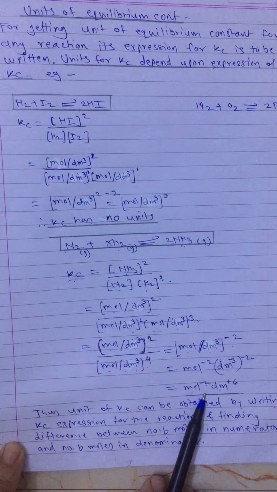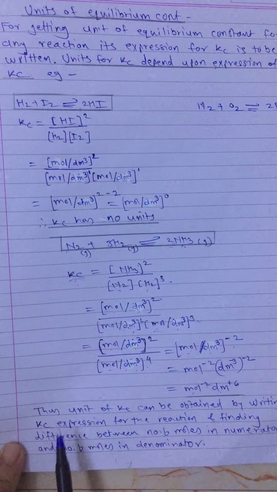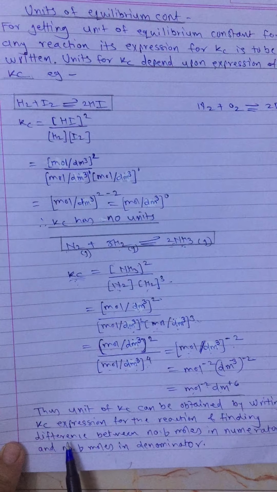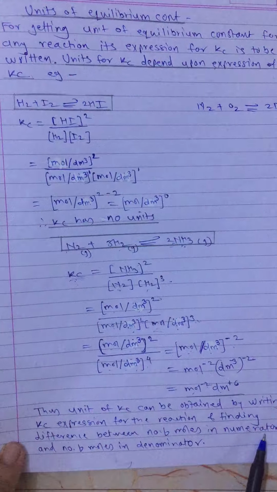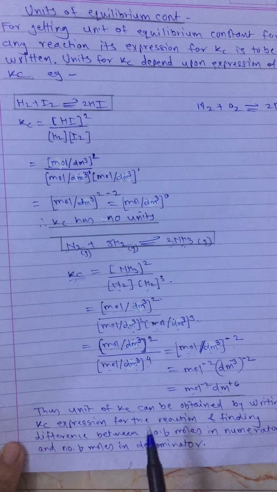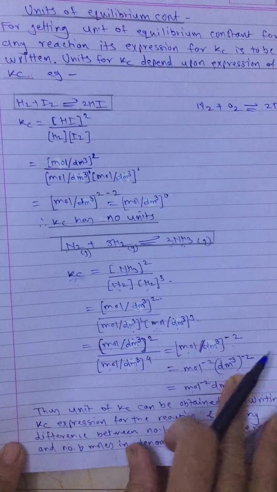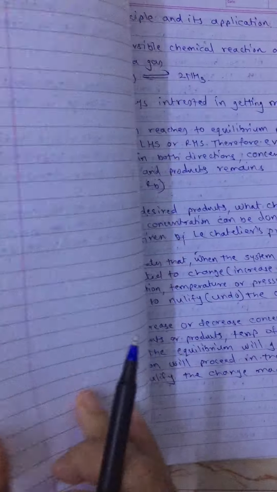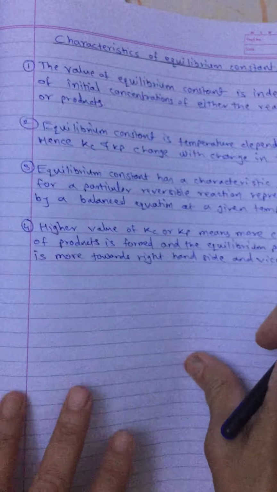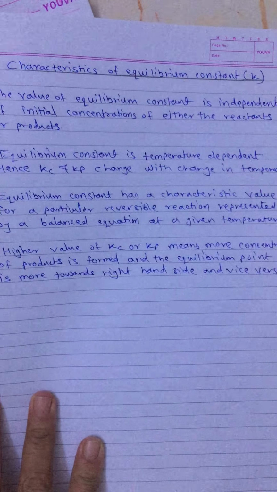For MCQs, such questions can be asked. So instead of following all the steps, you have to take the difference between number of moles in numerator and number of moles in denominator. Okay, so this is about unit of equilibrium constant. Now we will continue with characteristics of equilibrium constant.